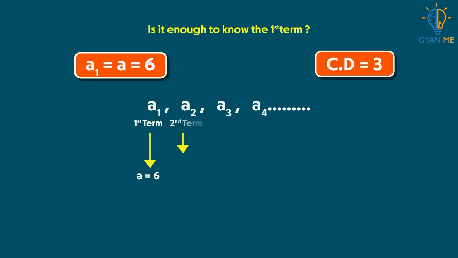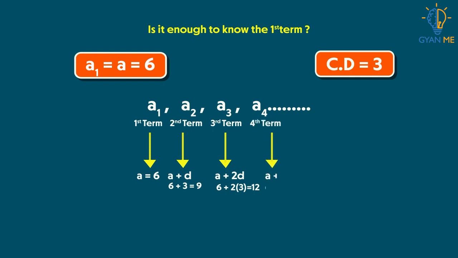So we write the second term as A plus D, that is 6 plus 3 equal to 9. The third term as A plus 2D, that is 6 plus 6, that is 12, and so on. And the fourth term as A plus 3D, and so on. This way, the AP is 6, 9, 12, 15, and so on.